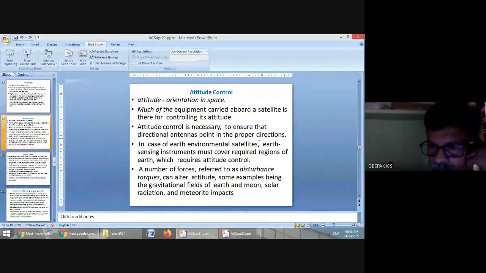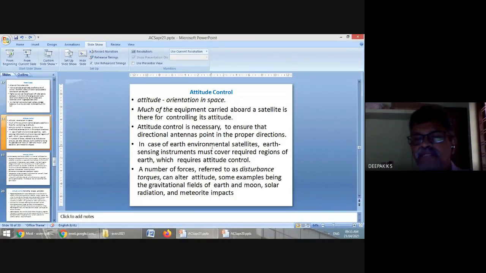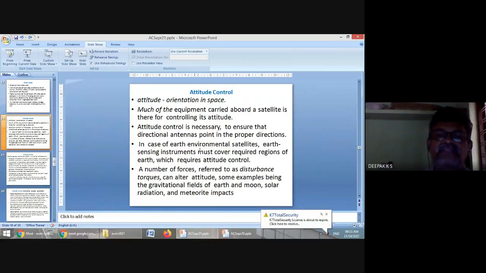So you have to ensure it. In case of Earth environmental satellites, Earth sensing instruments must cover required regions of Earth, which requires attitude control. Those environment sensing instruments should cover the required regions of Earth. So this is the need for attitude control.